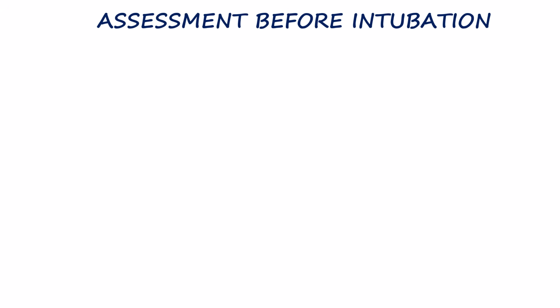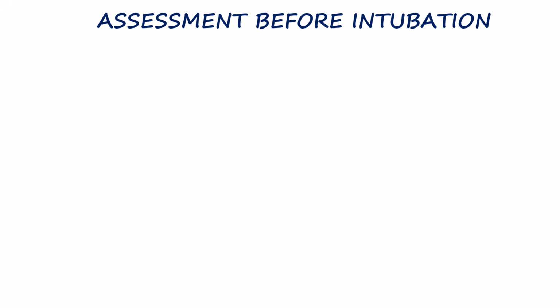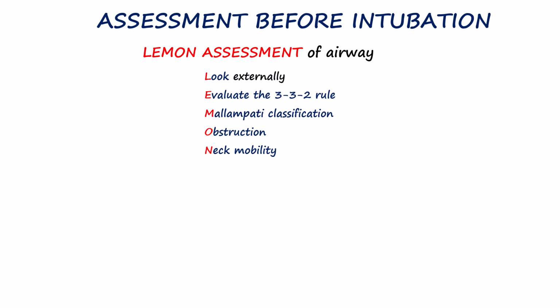A structured airway assessment before attempting intubation reduces the risk of unexpected difficulty. We have covered airway assessment in detail in a separate video. One commonly used tool is the LEMON mnemonic. L stands for looking externally at the patient for predictors of difficulty such as obesity, facial trauma, large incisors, or a beard. E refers to evaluating the 3-3-2 rule, which checks that there are at least 3 fingerbreadths of mouth opening, 3 between the mentum and hyoid, and 2 between the hyoid and thyroid notch.